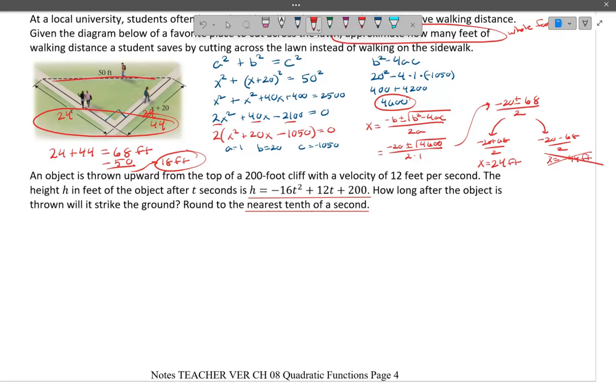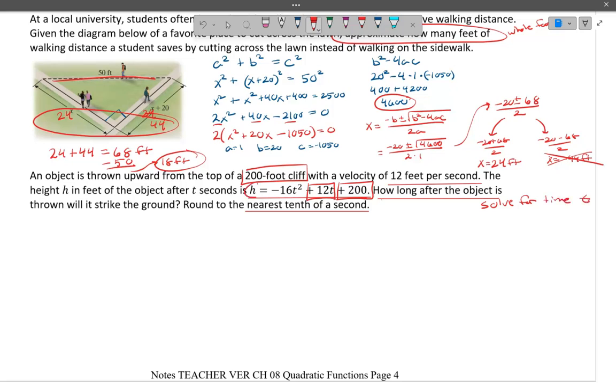Now let's consider the numbers that we're given. A 200-foot cliff. That is already given in our equation as the starting height. With a velocity of 12 feet per second. That is also already given in our equation. So what we need to do is figure out some value for height, because our question says how long after the object is thrown, which means we're solving for time, which is our variable t.